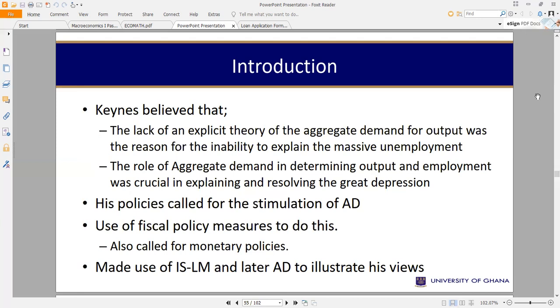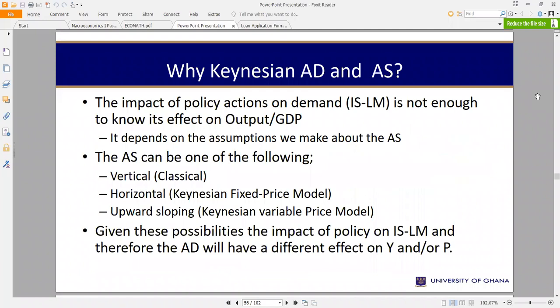Don't just leave the economy, believing that on its own, things will get back to normal. So he championed policies that will stimulate aggregate demand. And by policies, we are talking about fiscal policy, where he said we should use changes in government spending and taxes to affect output level. And then monetary policy, where changes in the quantity of money could also do that. So that is what we will be looking at now.